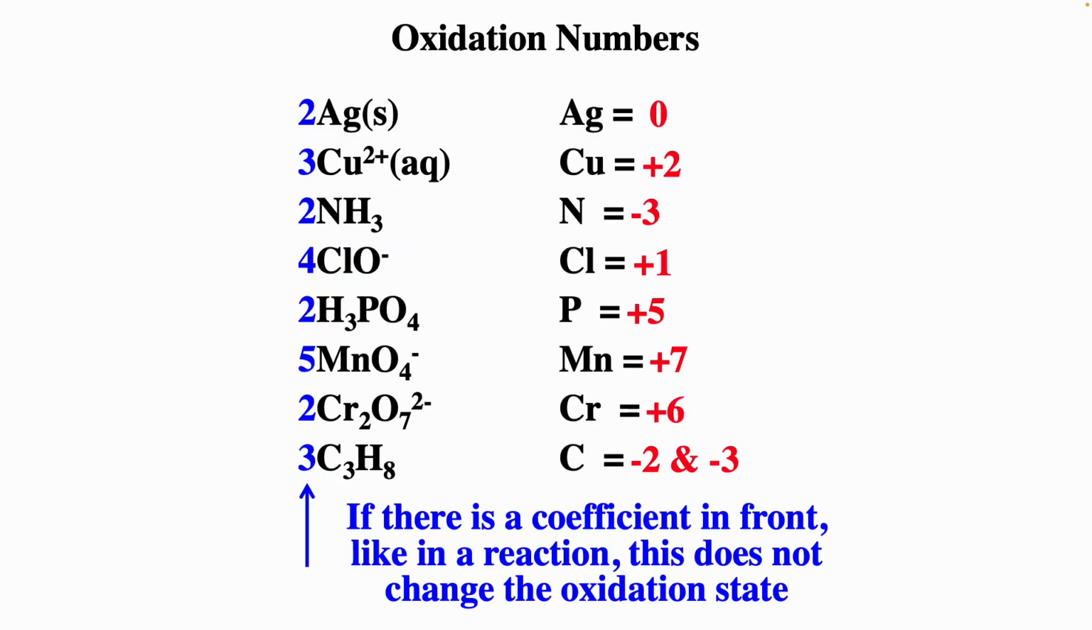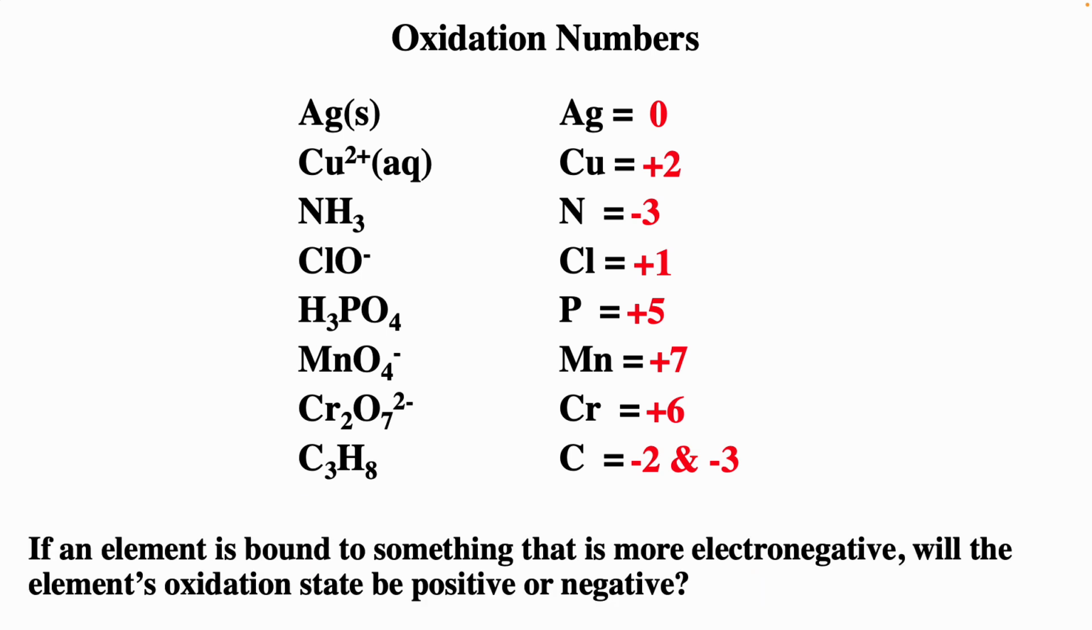Now in reactions, you'll often have a coefficient in front of a compound, and that coefficient does not affect the oxidation state. The coefficient will affect the total number of electrons being transferred, but it does not affect the oxidation state. And again, if an element is bound to something that is more electronegative, then the element's oxidation state is going to be positive. If an element is bound to something that is less electronegative, and so nitrogen is bound to hydrogen, nitrogen is more electronegative, hydrogen is less, so nitrogen's oxidation state is going to be negative.